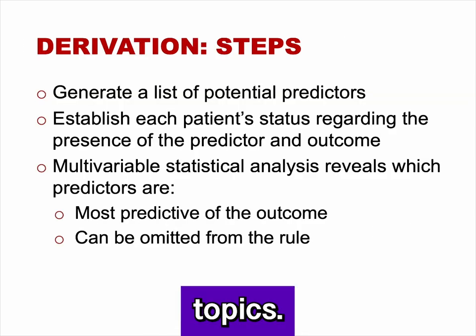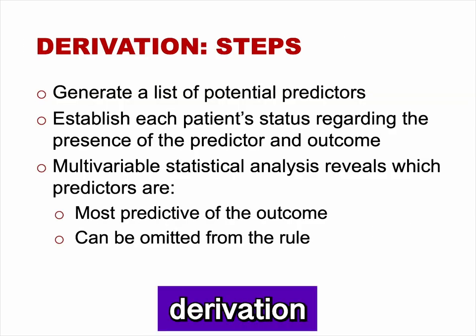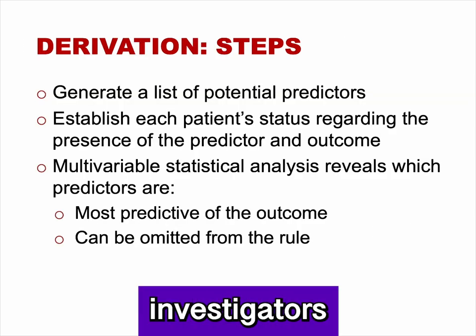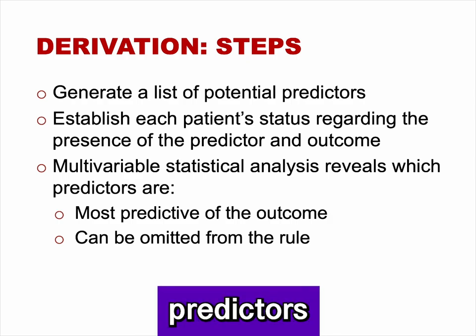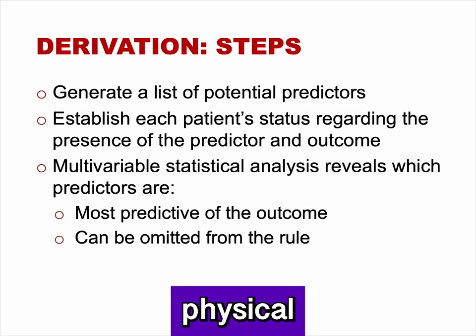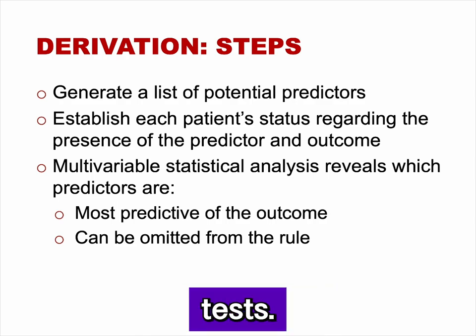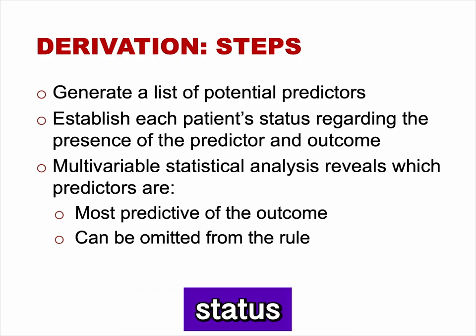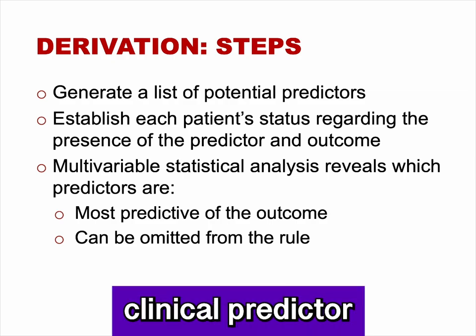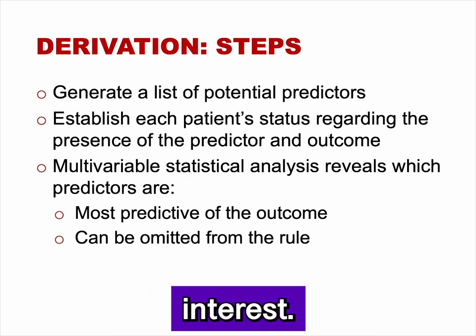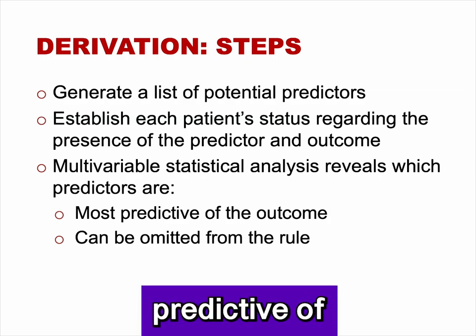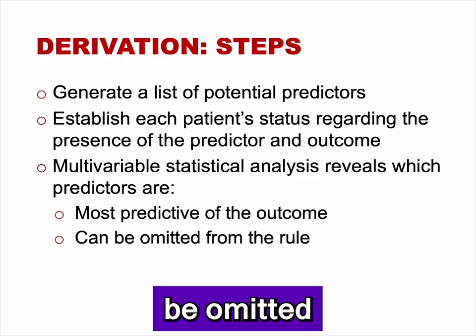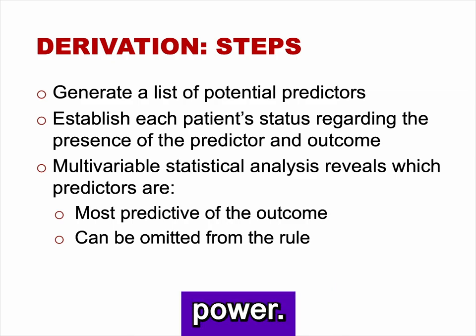For the derivation of a clinical decision rule, the investigators generate a list of potential predictors of the outcome of interest from the available evidence, including items from the medical history, physical examination, and basic laboratory tests. They examine a group of patients and determine each patient's status regarding the presence or absence of the clinical predictor and the outcome of interest. Statistical analysis reveals which predictors are most predictive of the outcome and which predictors can be omitted from the rule without loss of predictive power.